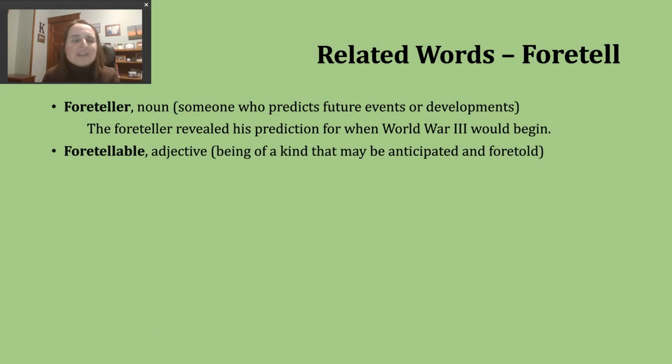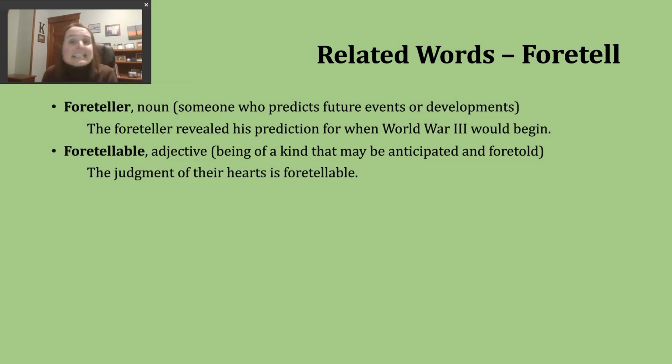So we'll move on. One more related word for us today. It's an adjective, foretellable. The suffix able on the ends of words in English generally are adjectives, and they're describing something that relates back. So here, able to be anticipated or able to be foretold, predicted.